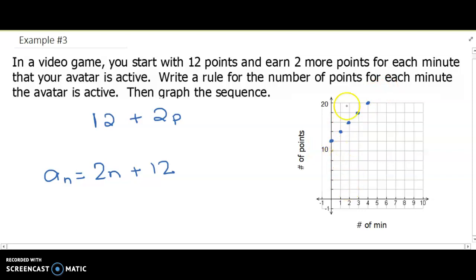Think of it like, I don't get a half point for a half minute, or for a fourth of a minute, I guess here. There's no halves, there's no fourths, nothing like that. So I would not draw a line through those points because it is discrete.